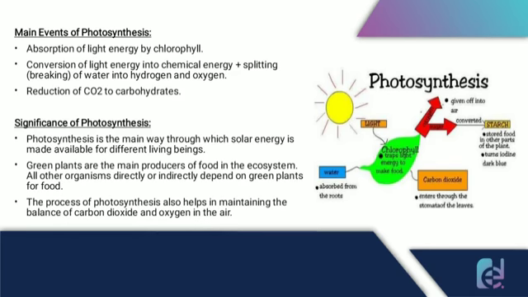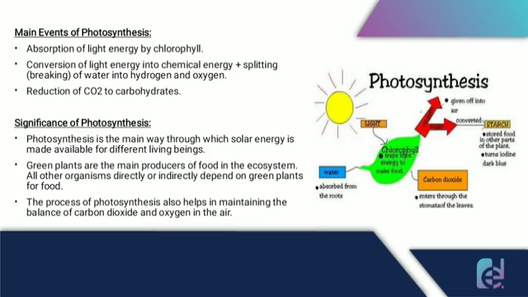So the very first significance is that it is the main way through which solar energy is made available to the living organisms. Through the process of photosynthesis, the solar energy is made available to the living organisms. Firstly it is used by the plants, then when the plants are consumed by other organisms, it is transferred to other organisms also. This way the solar energy is made available to different living organisms.